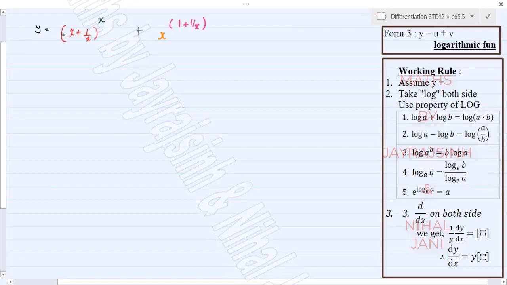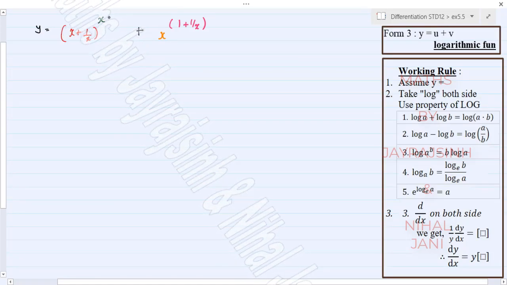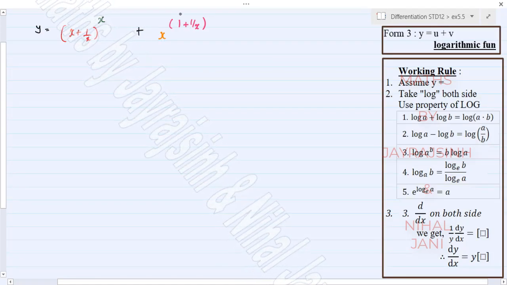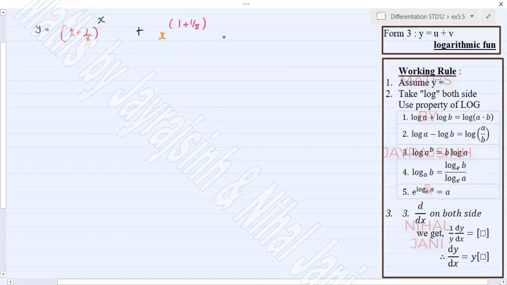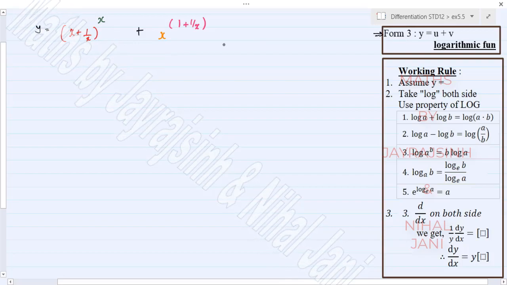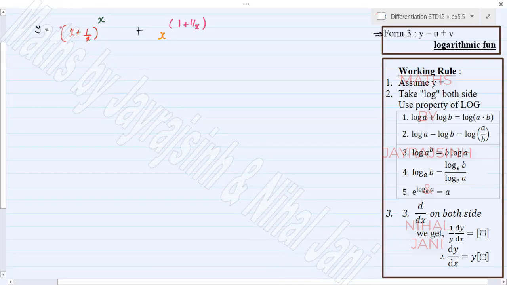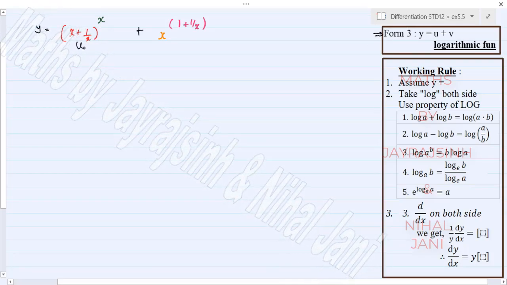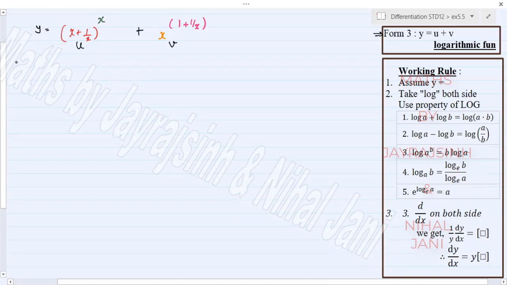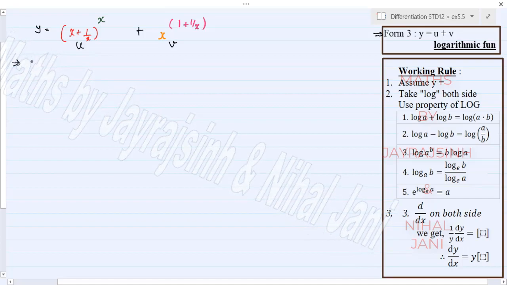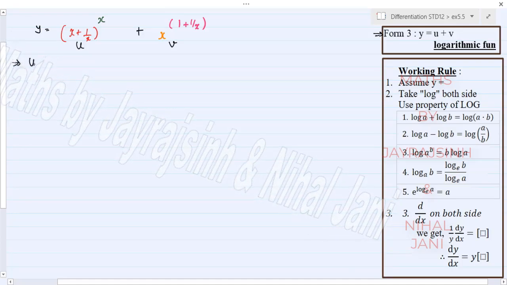Here we have y is equal to x plus 1 by x raised to x plus x raised to 1 plus 1 by x, which is the third form of a question. So let's take our first function as u and the second function as v. So let's get our u.